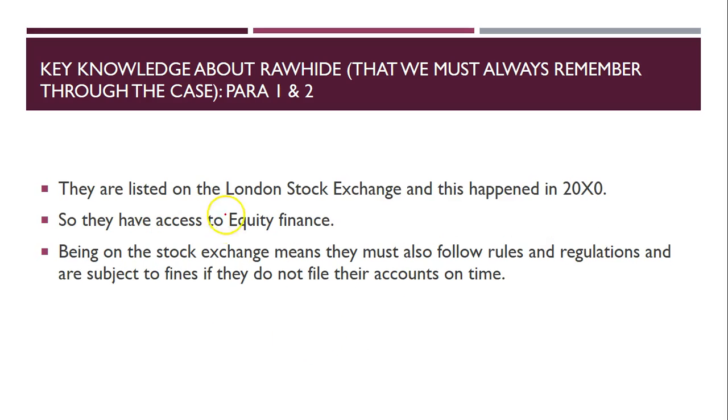Great. Now, Rawhide in particular listed on the stock exchange in 20XO, and so they will have access to equity finance. So we know that as a result of them listing on the stock market, they can have access to C and, of course, L as well. And of course, here are a couple of things, just general information.